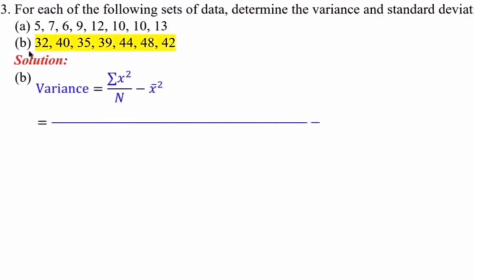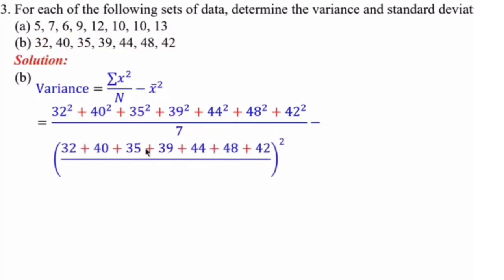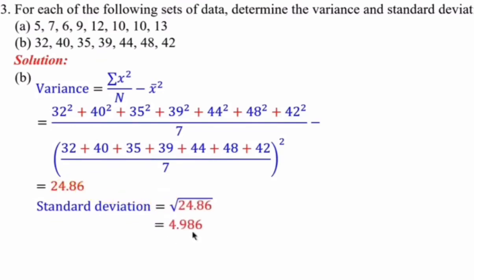First, step 1, write the shortcut formula for variance. First of all, you take the data, you square it one by one, you add them, over the total number of data, then you minus the mean square. So the answer is 24.86 for variance. For standard deviation, you need to square root your answer, which becomes 4.986. Okay, the answer must be in 4 significant figures.